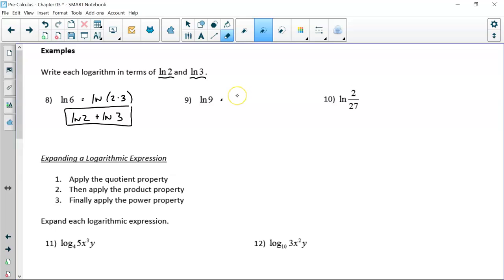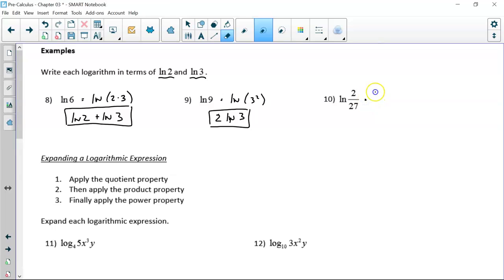The natural log of 9. So only using 2 and 3, we can write as a natural log, and 9 is the same as 3 squared. So using our properties, this would become 2 times the natural log of 3. So that's how we can rewrite it using that power property.